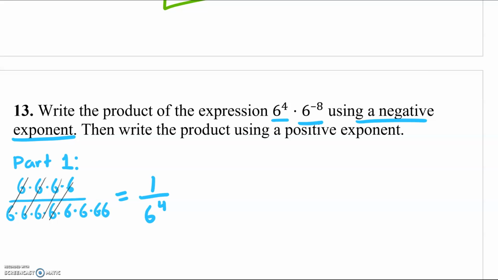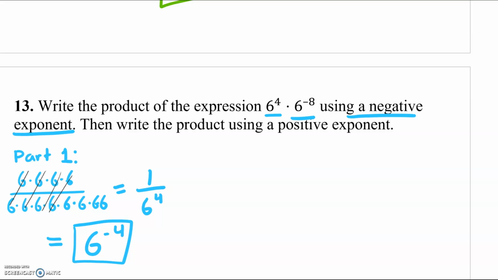But it said using negative exponents. Is this negative right now? No, it's positive, but we know we could just flip it back to the top to get 6 to the negative 4th. Okay, if we wanted to do that the other way, we would just use our exponents. So our exponents are 4 plus negative 8, which would give us negative 4.